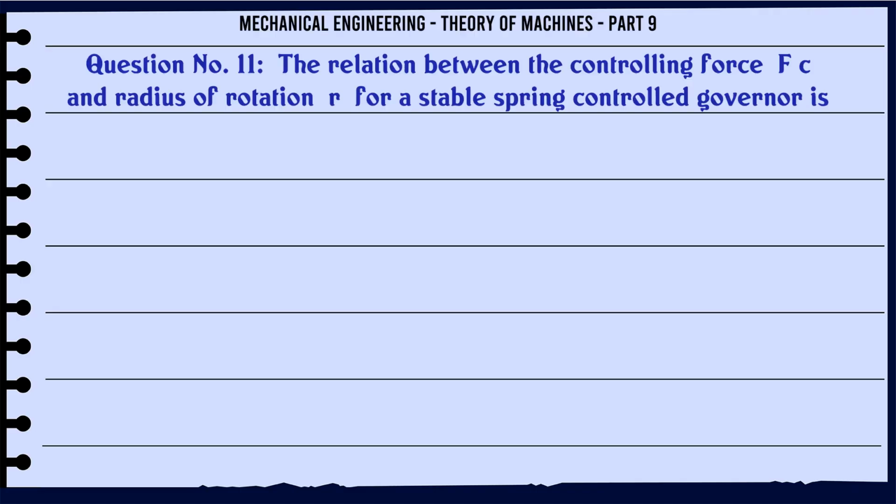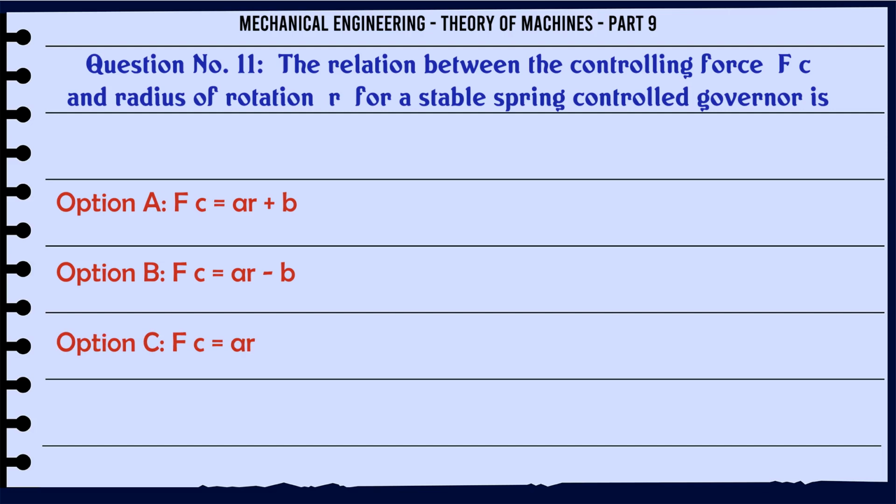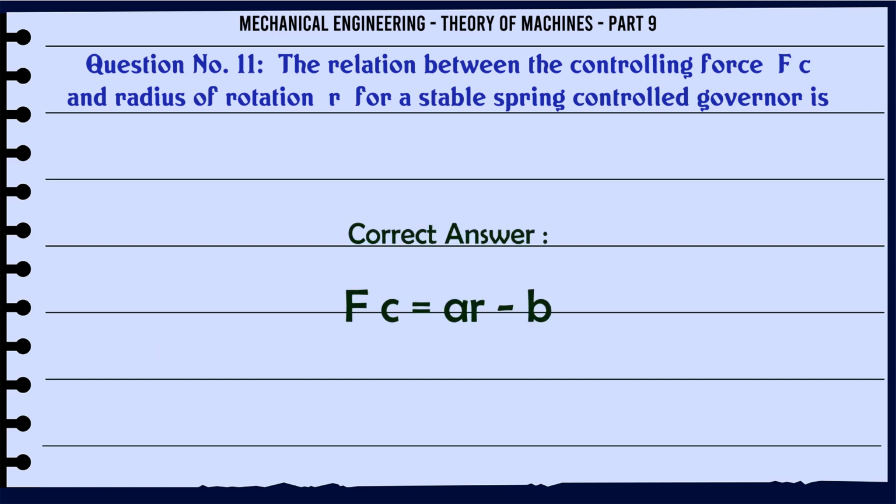The relation between the controlling force Fc and radius of rotation r for a stable spring-controlled governor is: A. Fc = ar − b, B. Fc = ar + b, C. Fc = ar, D. Fc = a/r + b. The correct answer is Fc = ar − b.